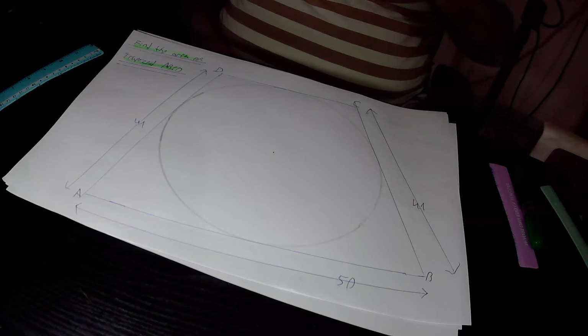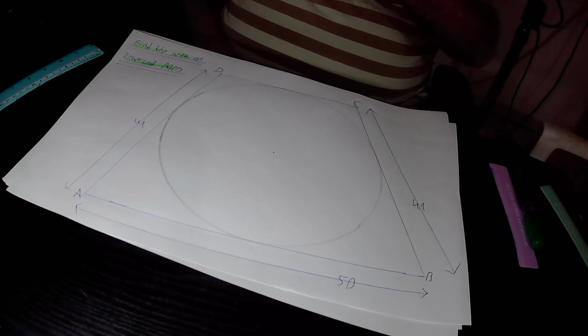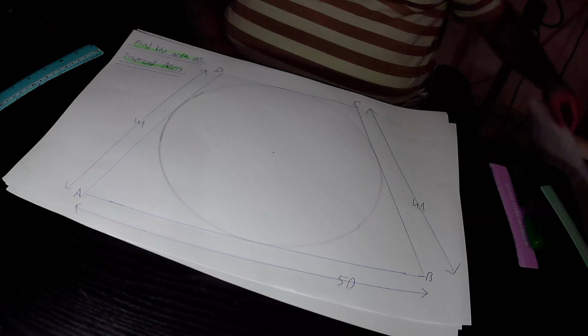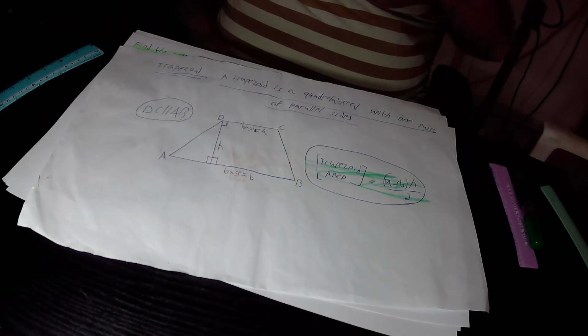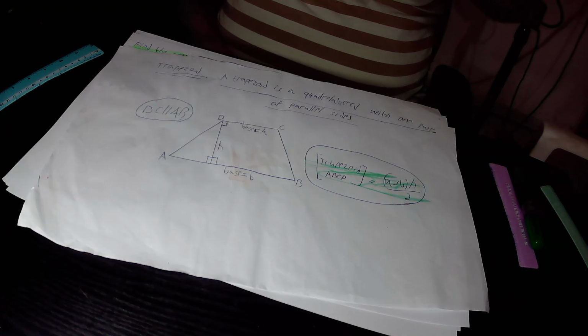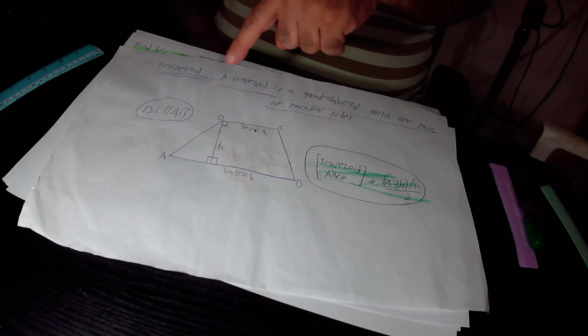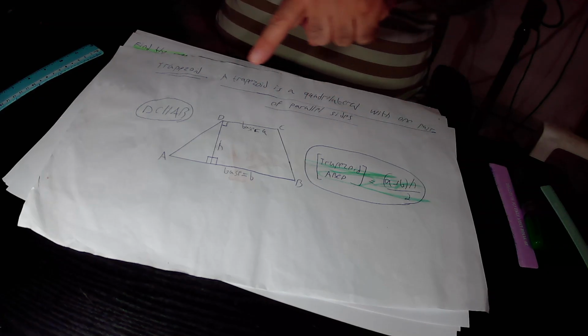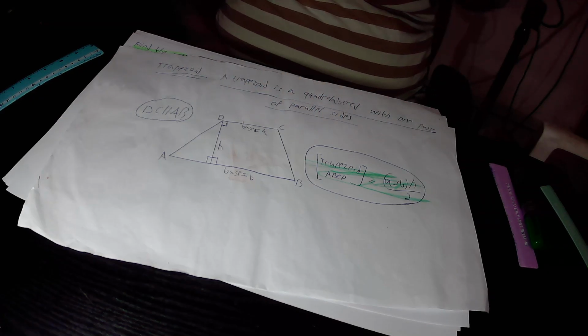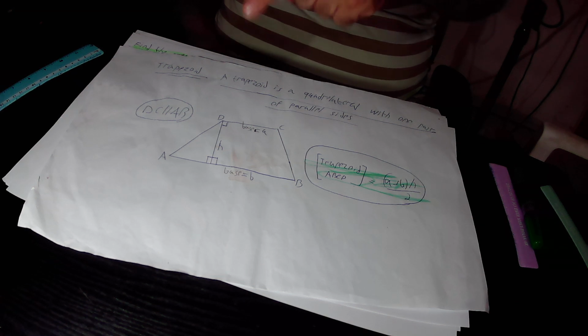So first of all, what is a trapezoid? A trapezoid is a quadrilateral with one pair of parallel sides. Again, a trapezoid is a quadrilateral with one pair of parallel sides. In quadrilateral ABCD, side DC is parallel to side AB, therefore quadrilateral ABCD is a trapezoid.